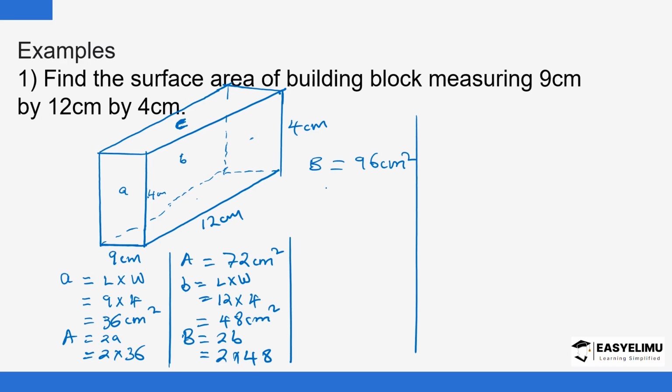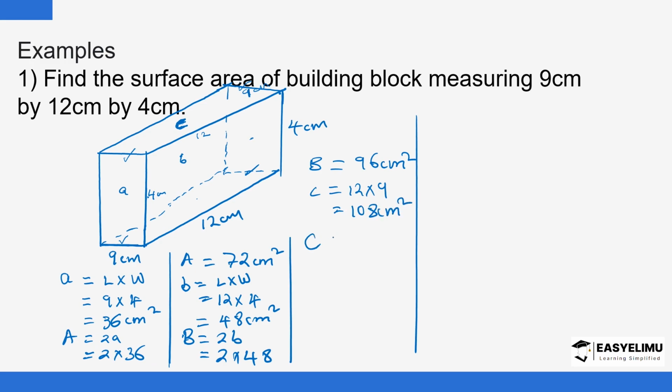Then C, which is at the top, should also be length times width. So length is 12 and width is 9. No, this length here, this length and the other length, they are the same. Even this one here, you see. So width is 9. So we have 12 by 9, and that is 108 square centimeters.